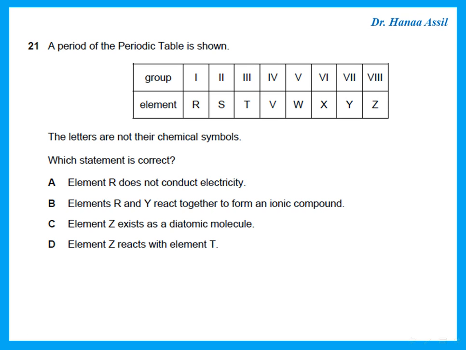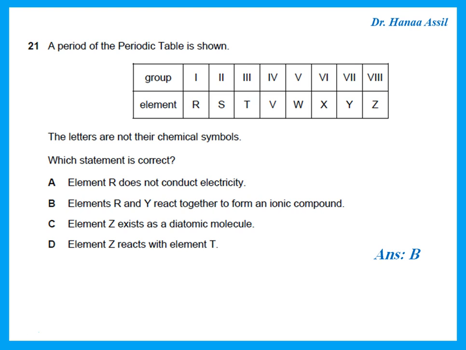A period of the periodic table is shown. The letters are not their chemical symbols. Which statement is correct? Well, let's take a look. He has group 1, group 2, group 3, and so on. So element R, he's telling me, is in group 1. Does not conduct electricity? You should know that group 1 is a metal. It will conduct electricity. Elements R and Y react together to form an ionic compound. Well, R is in group 1 and Y is in group 7.